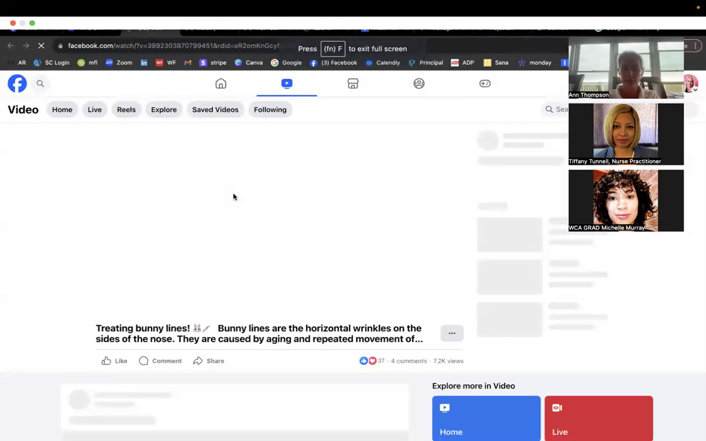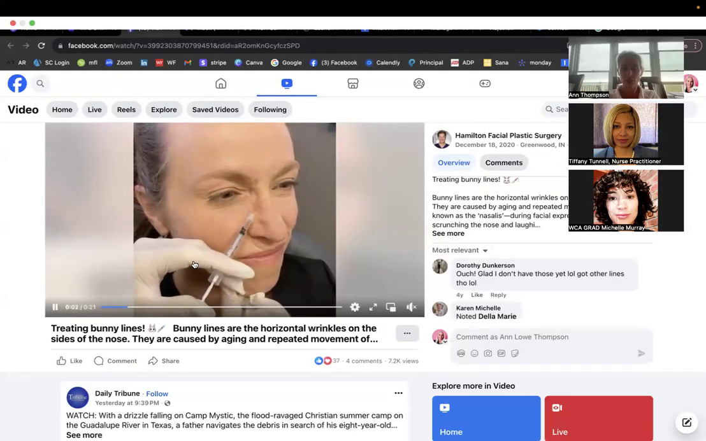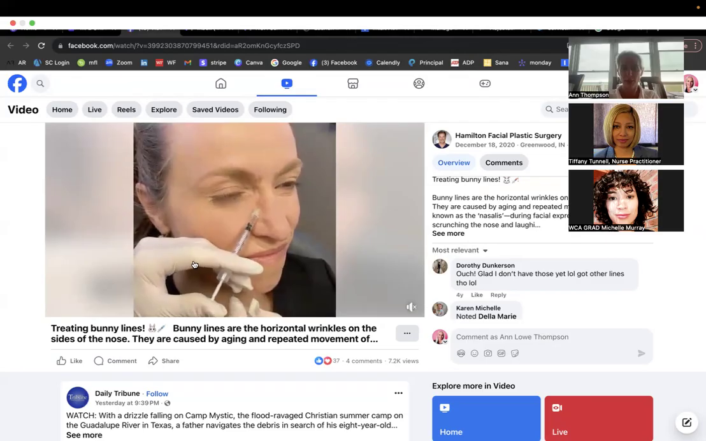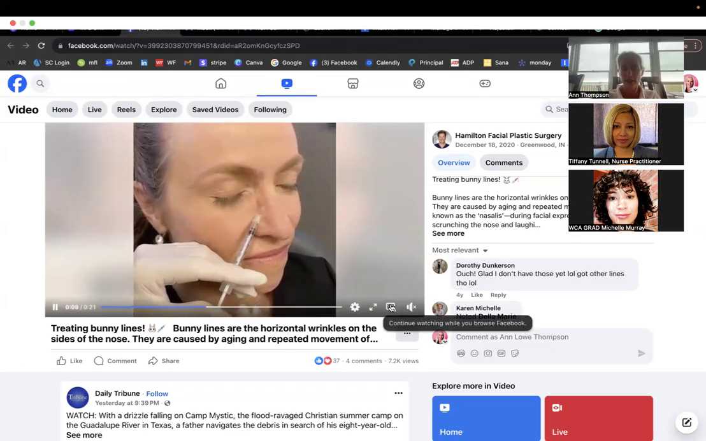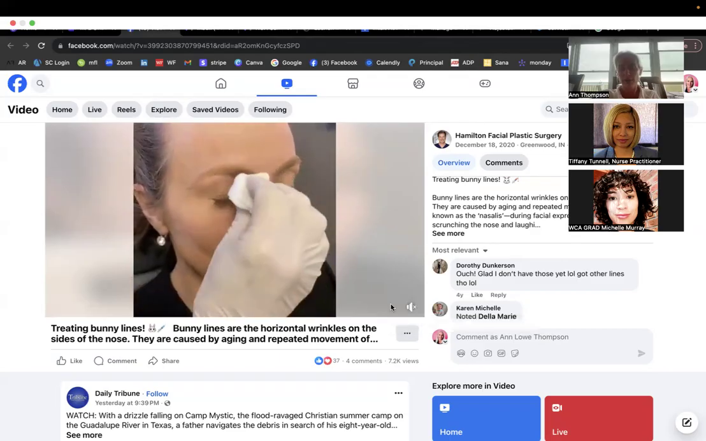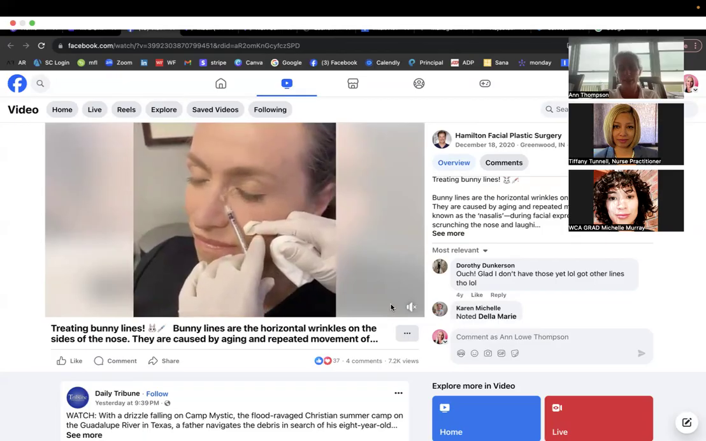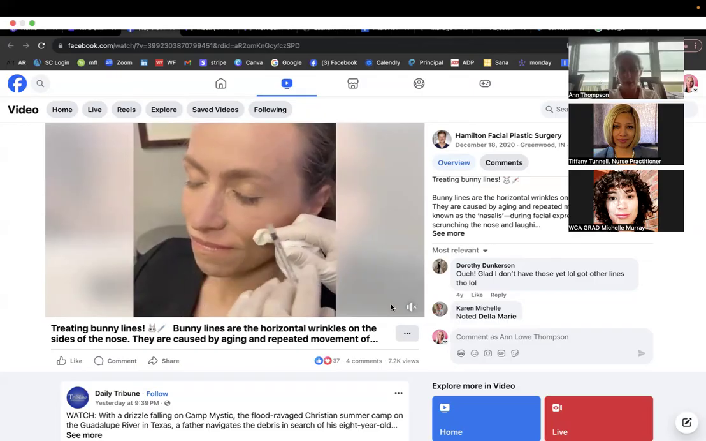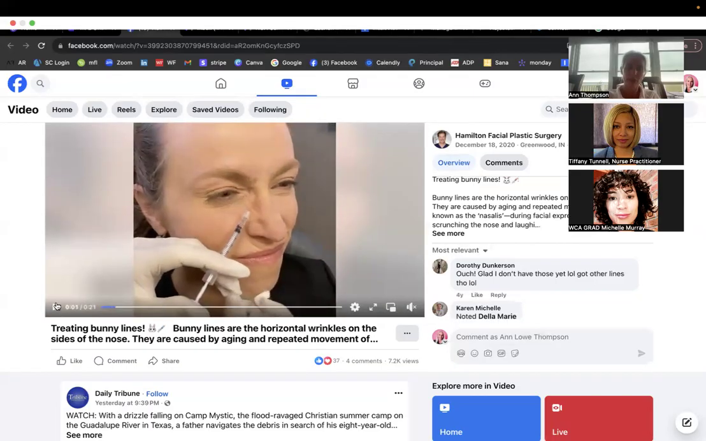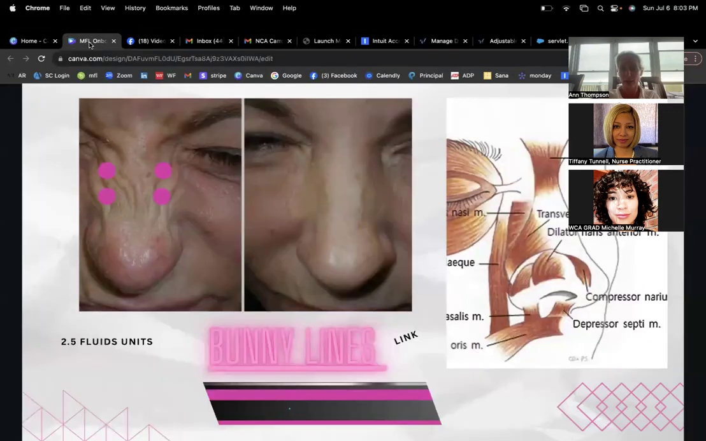Let's see if my link will work. So you can see how she's treating these. She's crinkling up her nose and going just right on the side. And again, it's going to be 2.5 fluid units into each injection point, and it will soften the nasalis muscle, and that's what we're going to be treating. Very simple procedure. Any questions on the nasalis or bunny lines?